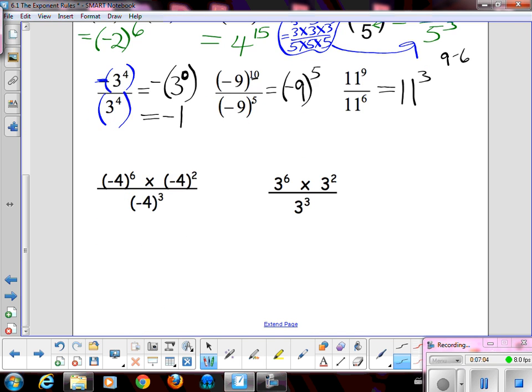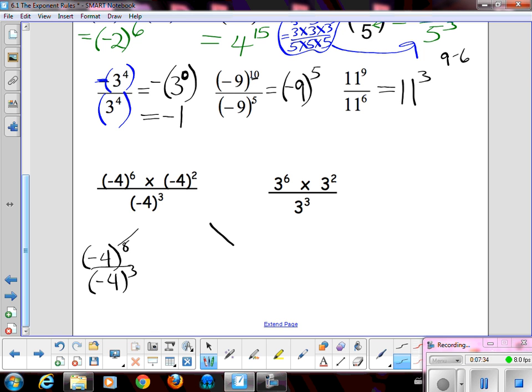Okay, then we get some things that are a little bit more complicated. And it's not that it's any harder. You can do it a couple different ways. I'm going to show you both ways. We can see, first of all, that our bases are the same, both in the numerator and the denominator. So I could simplify. So I'm going to do two different ways. The first way I could do is I could simplify the top first. And so that would be -4 to the 6 plus 2, which is 8, over -4 cubed.